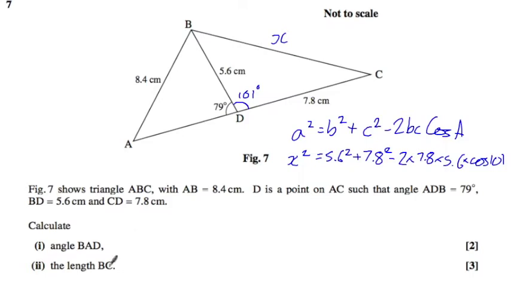And that gives me x squared is 108.86 and so on. So x is going to be the square root of that, which is 10.43. Okay.